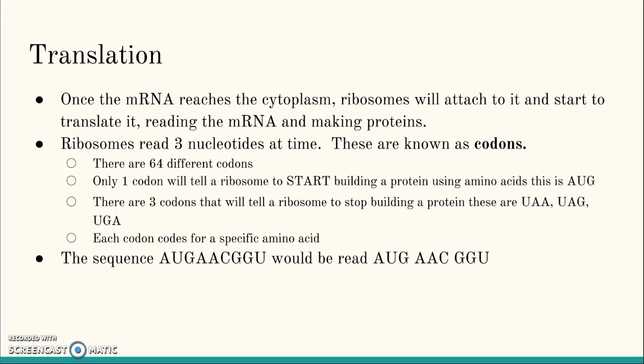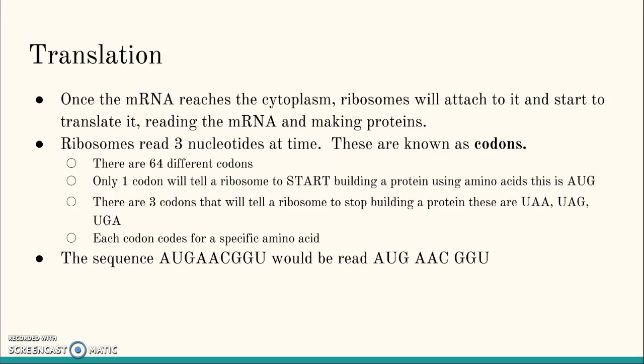So ribosomes read 3 nucleotides at a time, and mRNA has the nucleotides just like DNA does. And these are known as codons. 3 of these together are codons, and this is how the ribosome reads it. Now there are 64 different codons, and they are specific to what they code for. There's only one codon that will tell a ribosome to start building a protein, using an amino acid, and this is AUG. You must have this in order to start building a protein, or else it will not start.